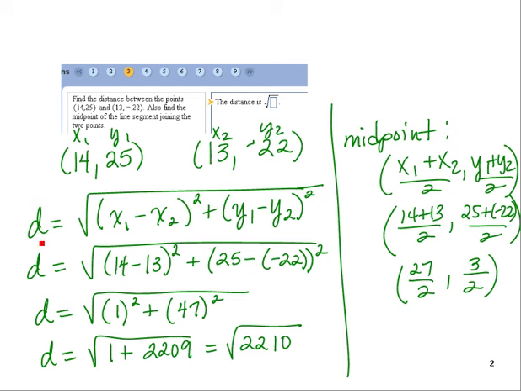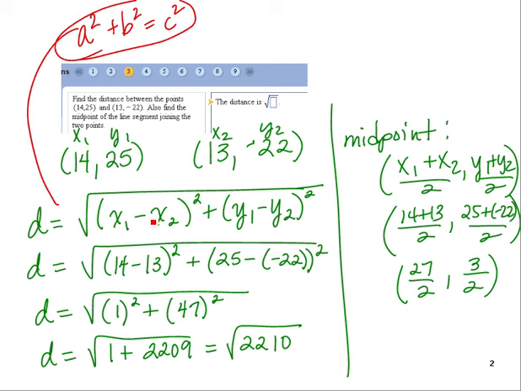So for you to use the distance formula, recall that the distance formula is the square root of (x1 minus x2) squared plus (y1 minus y2) squared. Remember, this derives from the Pythagorean theorem, a squared plus b squared is equal to c squared, and hence the a squared plus b squared in it. Then I just plug in my x1 minus x2, 14 minus 13 squared, plus then my y1 minus y2. Be careful with the double negative.